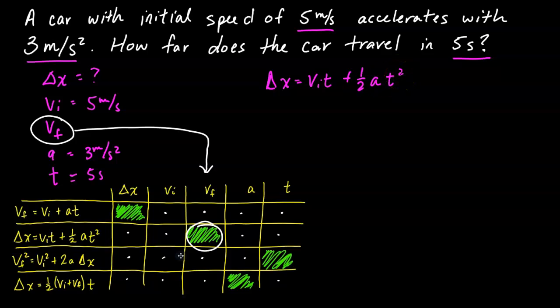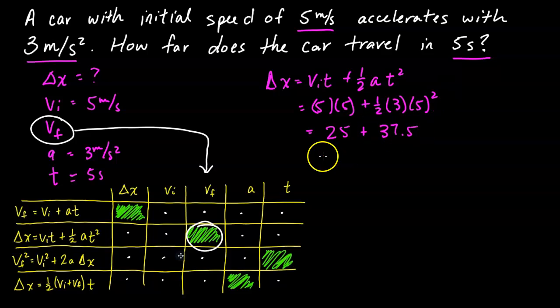My next step is the substitution. So Vi is 5 times t is 5 plus 1 over 2, a is 3 and t is 5, so that's going to be squared. 5 times 5 is 25. Half times 3 times 5 squared, that's 37.5. If I add that up, I get 62.5 meters.